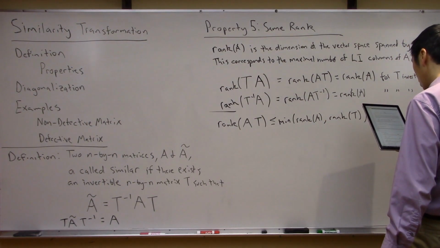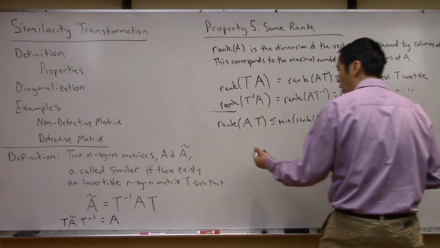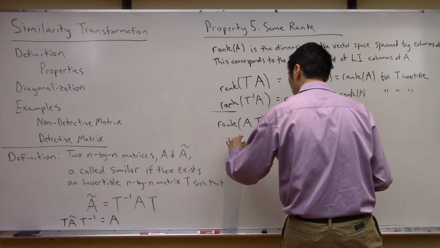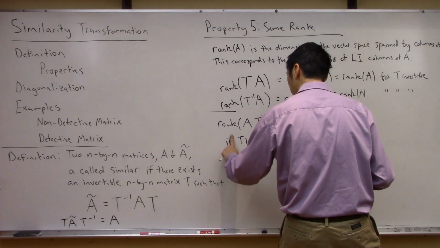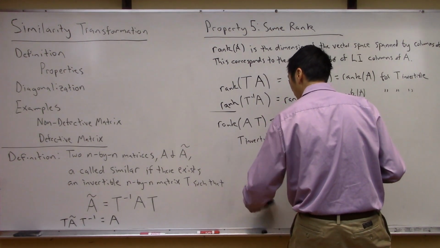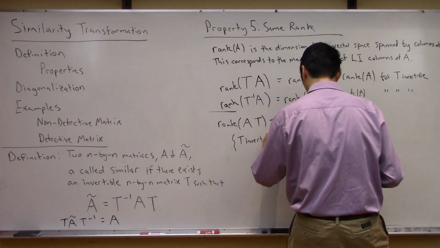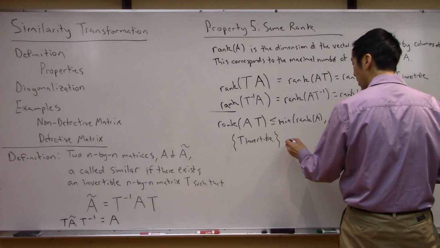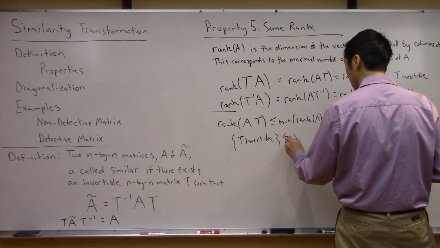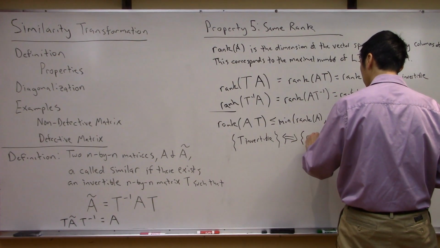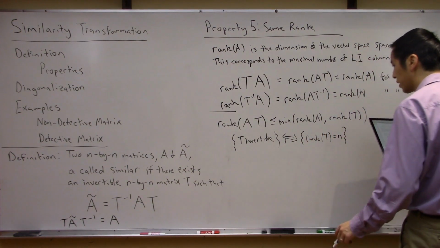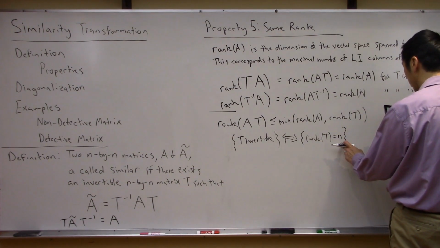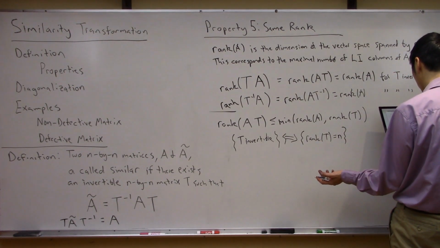So we can note now, if T is invertible, well, actually, let me take away the if. Let's just make the statement that if you have T invertible, this basically only happens if and only if the rank of T is equal to the full dimension of the space. So this only happens if rank T is equal to n for our square matrices.